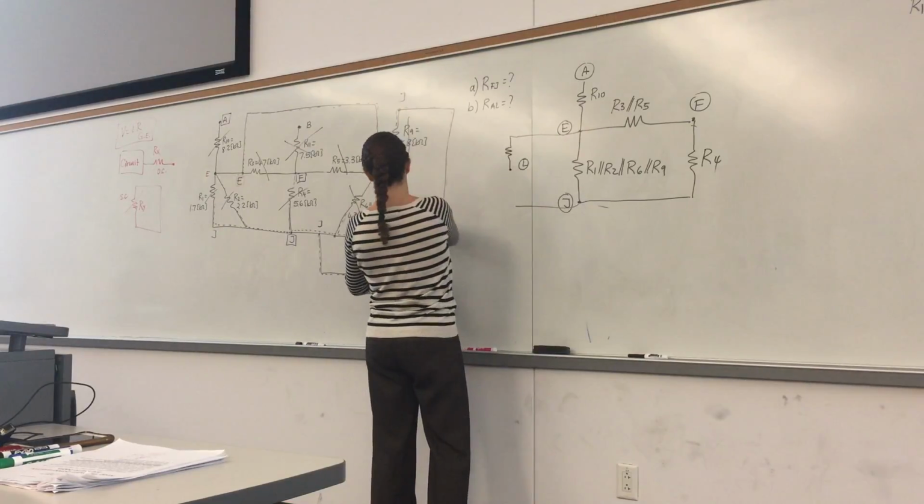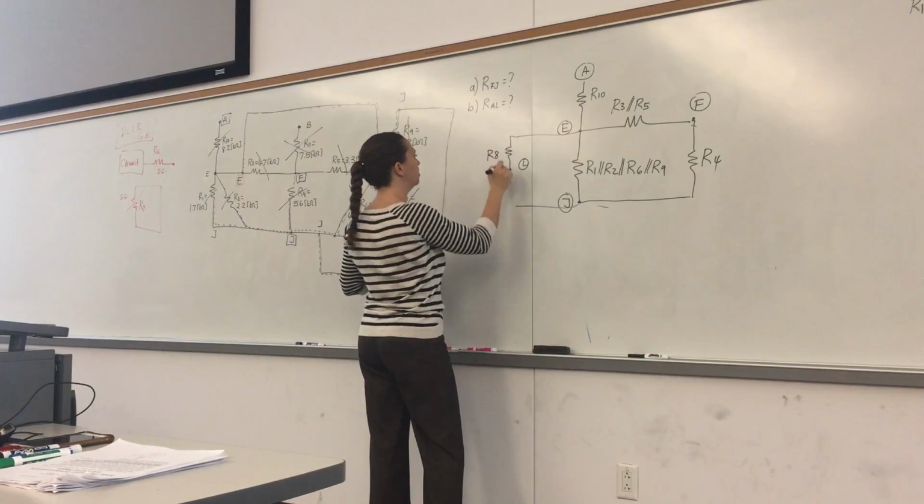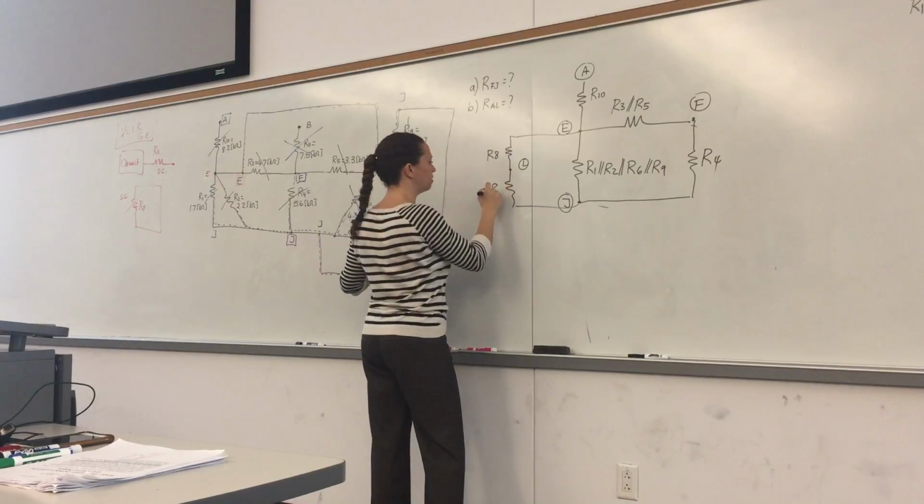E to L, I have R8. Then L to J, I have R7.